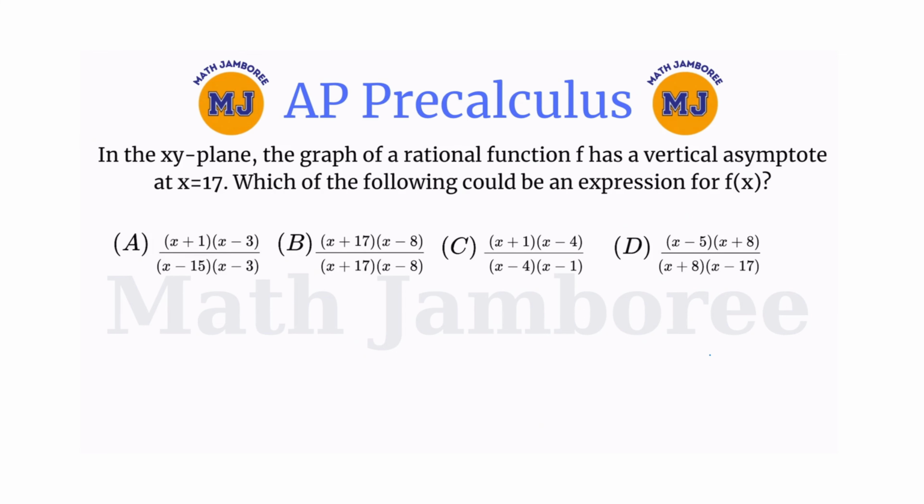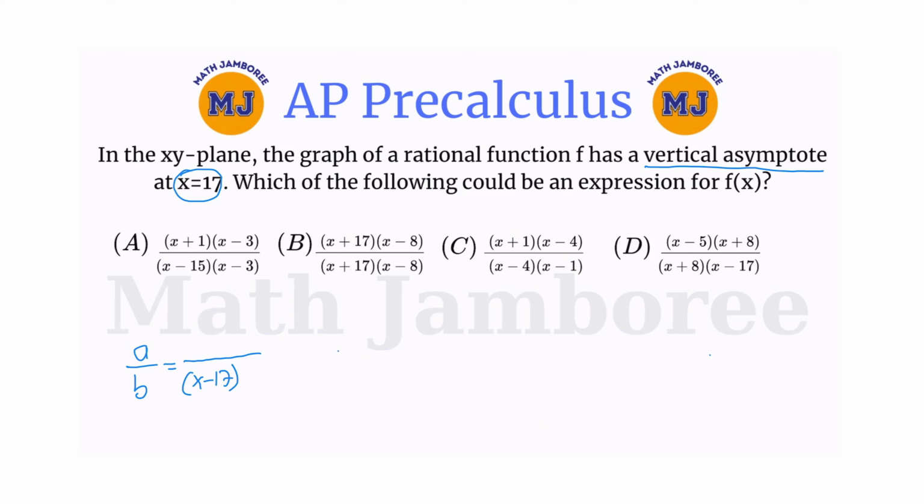So if you're talking about a vertical asymptote, rational functions are in the format of A over B, right? Let me rewrite it more clearly. A over B. And in the question, they said that the vertical asymptote is x equals 17. The vertical asymptote is related to the denominator, which is the value B. It must have an expression that, when you solve it for 0, is going to give you 17. So it must be x minus 17 then.